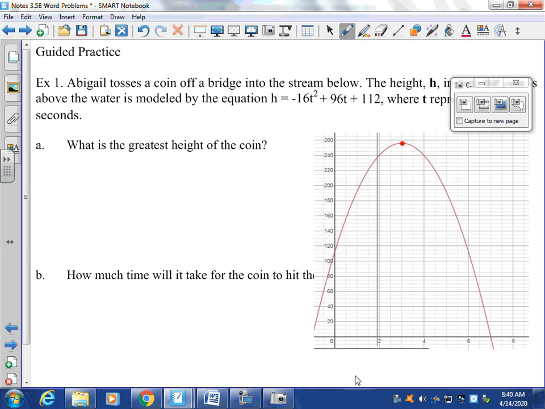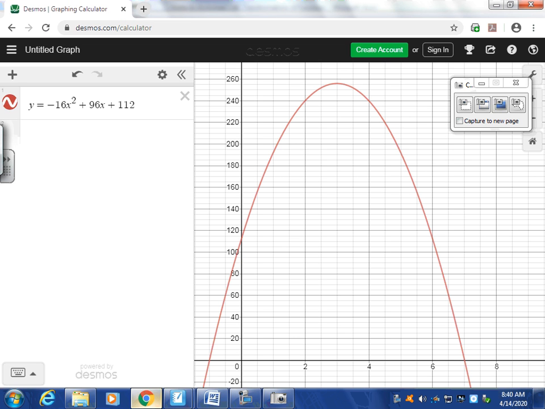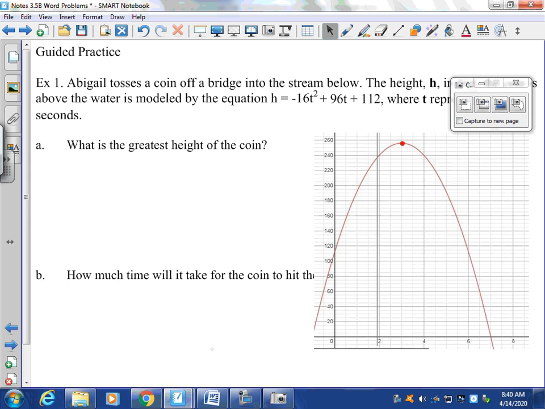It could have asked you that. It didn't ask me when it happened, but it could have. Now that's where going back to Desmos and finding that point at the top and just clicking on it gives (3, 256). All right, so let's bring that over to our Smartboard document. Okay, the point is (3, 256). And let's talk about what that means.